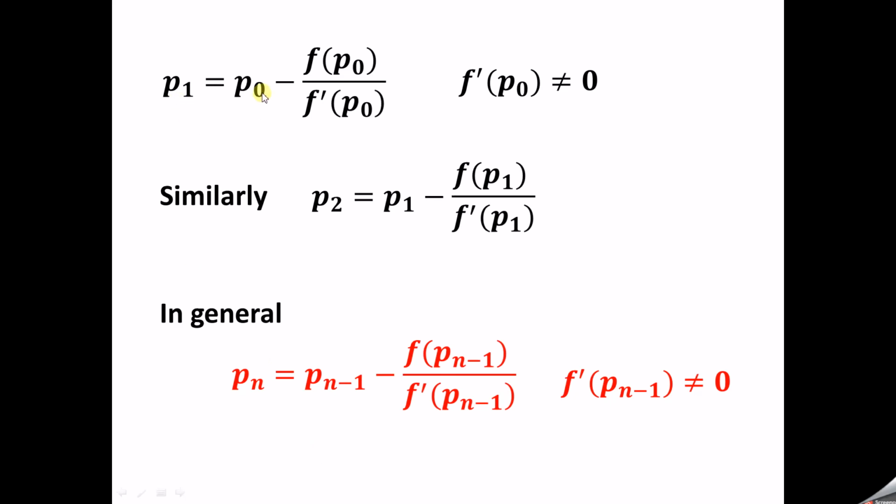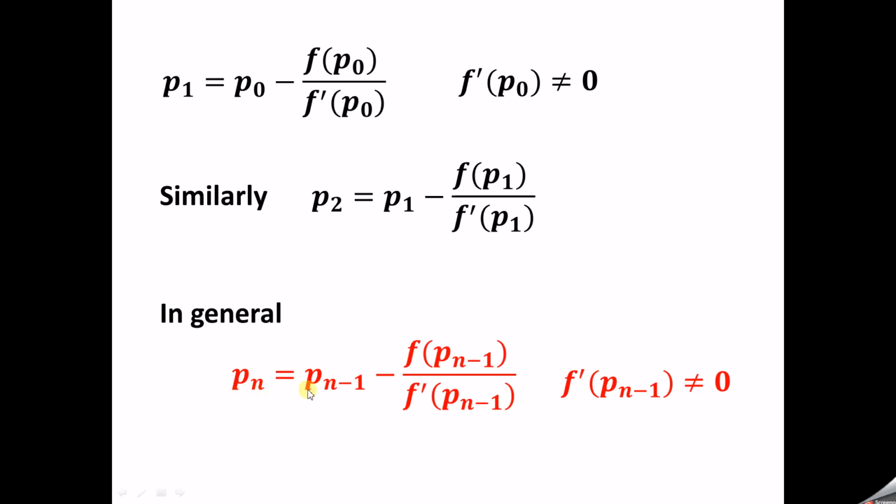P1 is obtained from P naught. Once you get P1, if we do the same procedure, you will get P2. P2 equals P1 minus F of P1 over F derivative of P1. Again, after getting P2, if we apply the same procedure, we will get P3 and P4 and so on. In general, this is the formula. Successive approximations Pn are obtained from this formula.